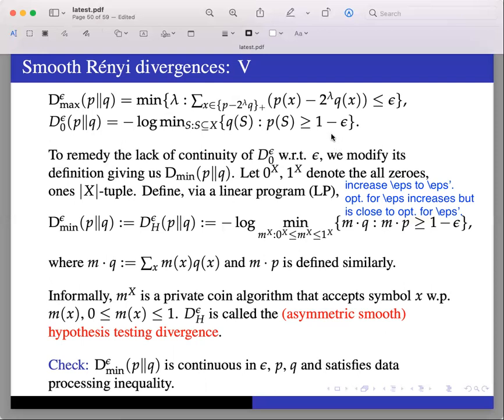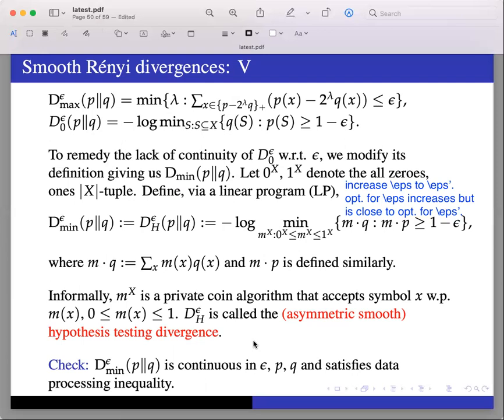The earlier picture of D0 epsilon was that the algorithm accepts every x in the set S with probability 1, and it accepts every x in the set S complement with probability 0. But I'm relaxing that. I'm allowing your algorithm to accept a symbol x with an intermediate probability also.